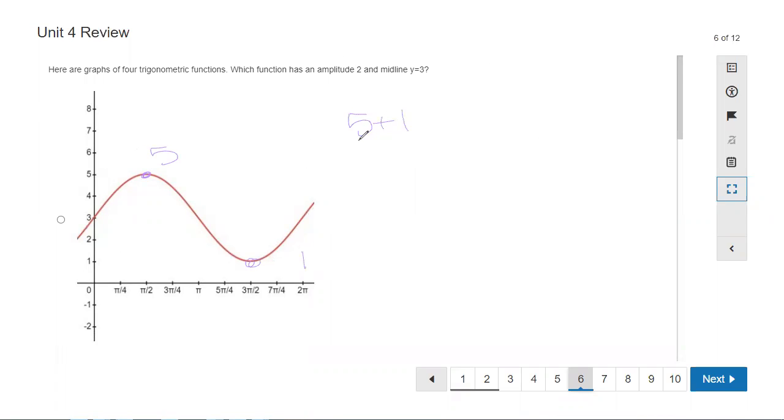5 plus 1 divided by 2, that is a midline of 3. And just to double check here, our midline of 3, how far is that midline from our maximum to get our amplitude? Remember, you take your maximum, which is 5, subtract your midline, which is 3, and you get your amplitude, which is 2.